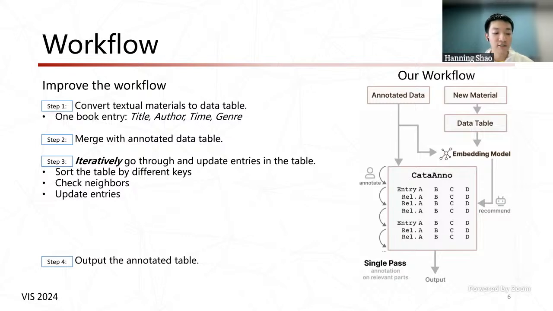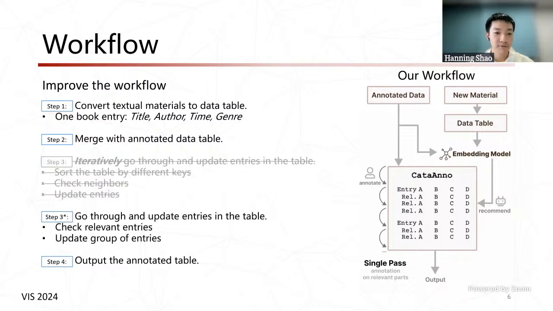And the key idea is to avoid repeated efforts on one entry. If we can identify all relevant entries from this data table towards the one currently being annotated, the experts can then easily update them together and keep them unified. So we try to improve this workflow. We add an embedding model here to calculate the relevant entries from the table and to recommend them for the users, so that the annotation can then ideally be done through one single pass.